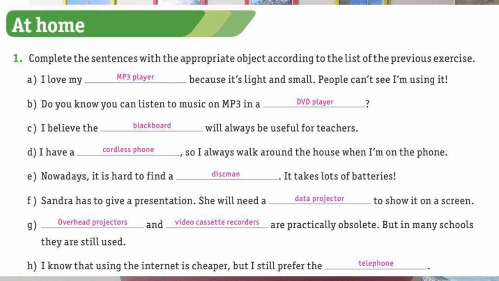D. I have a cordless phone, so I always walk around the house when I'm on the phone. You have a cordless phone, which was a long time ago something modern, not anymore. Nowadays, it is hard to find. It takes lots of batteries. We're talking about a Discman, okay? So it's a Discman. It takes a lot of batteries.